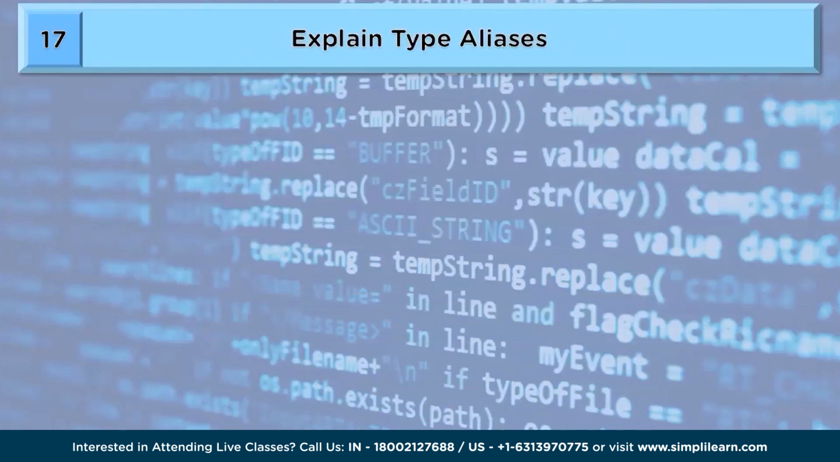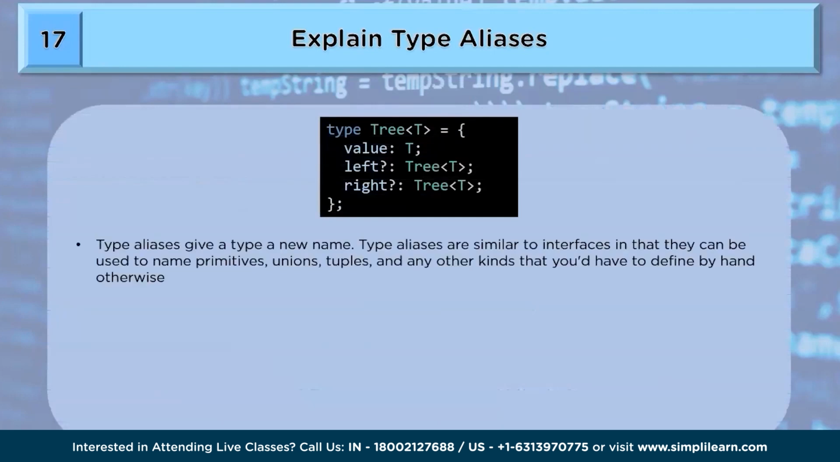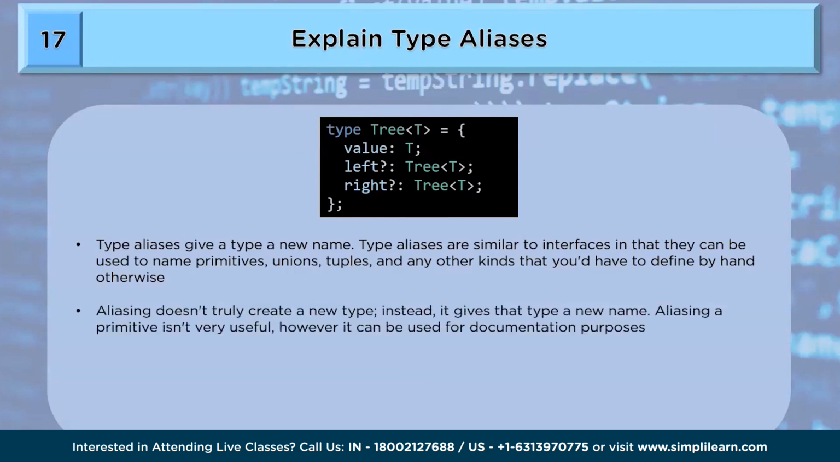Explain type aliases. Type aliases give a type a new name. Type aliases are similar to interfaces in that they can be used to name primitives, unions, tuples, and any other kinds that you would have to define by hand otherwise. Aliasing doesn't truly create a new type. Instead, it gives that type a new name.